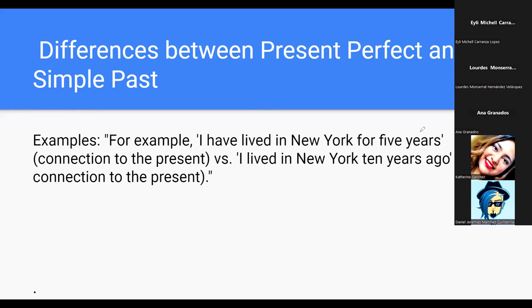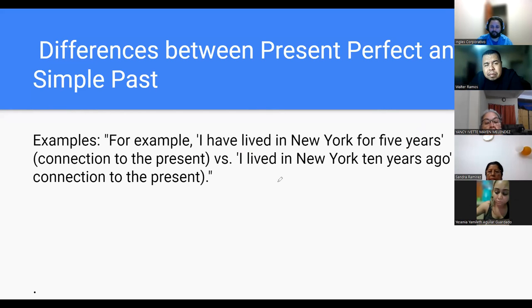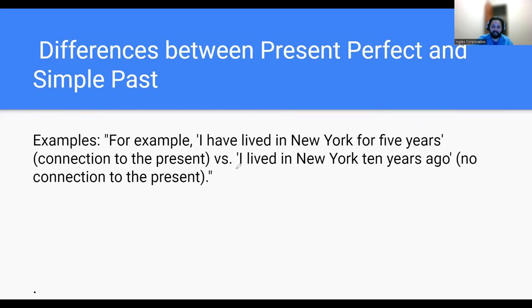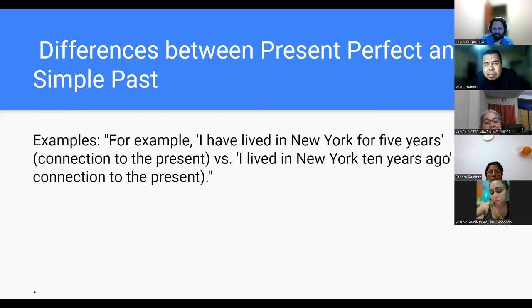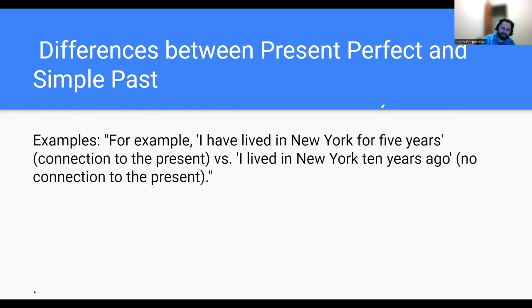If I said I lived in New York for 10 years, I mean, I lived in New York 10 years ago, do I still live there or not? No. Right? That is a very big difference. I still live in New York if I said I have lived in New York for 5 years, versus I lived in New York for 10 years. I am no longer living in New York, and that is the biggest difference of them all.